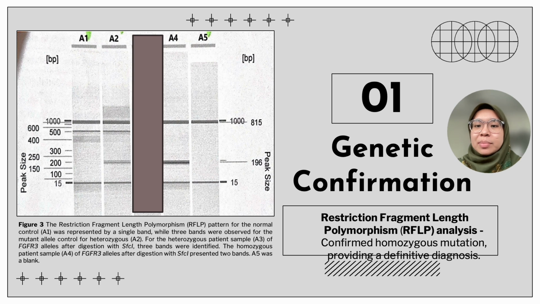A5 was a blank. RFLP analysis confirmed homozygous mutation, providing a definitive diagnosis. However, the patient sample is to be confirmed with the Sanger sequencing method, as this is the first case of homozygous C113HG2A using the RFLP method.